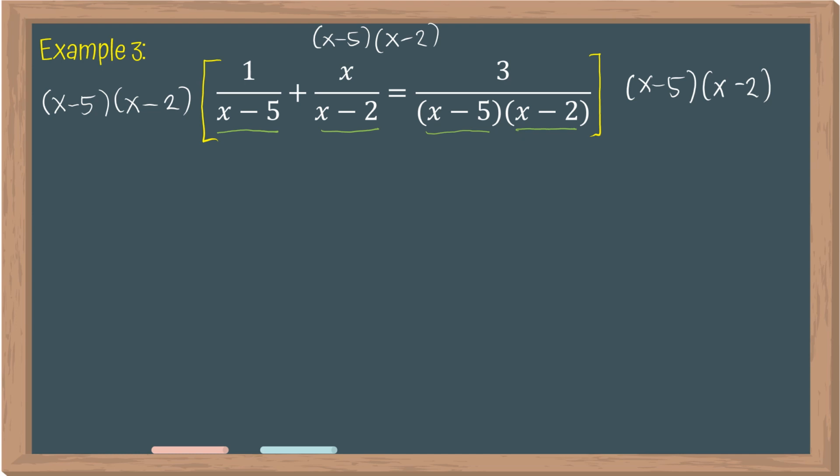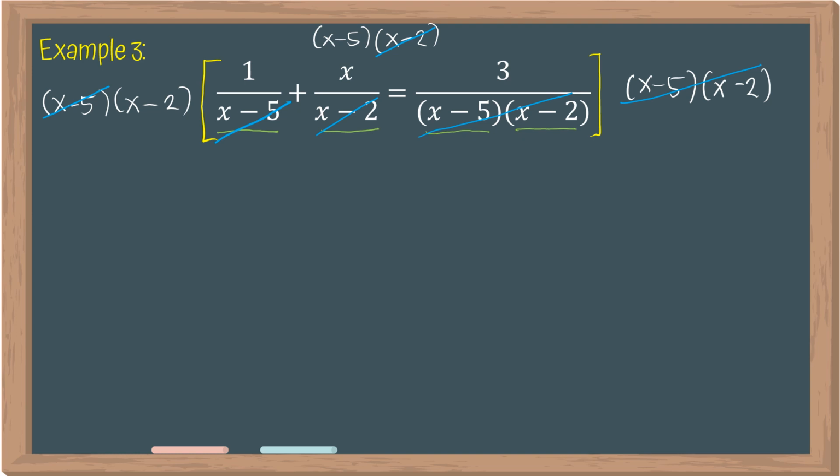Simplifying this, for the first term, as you can see, we have x minus 5 here and x minus 5 in our LCD. For the second term, x minus 2, and the x minus 2 in the LCD will be cancelled out. And for the last term, we have exactly the same, the denominator of our third term is the same as our LCD. So, let's remove it.